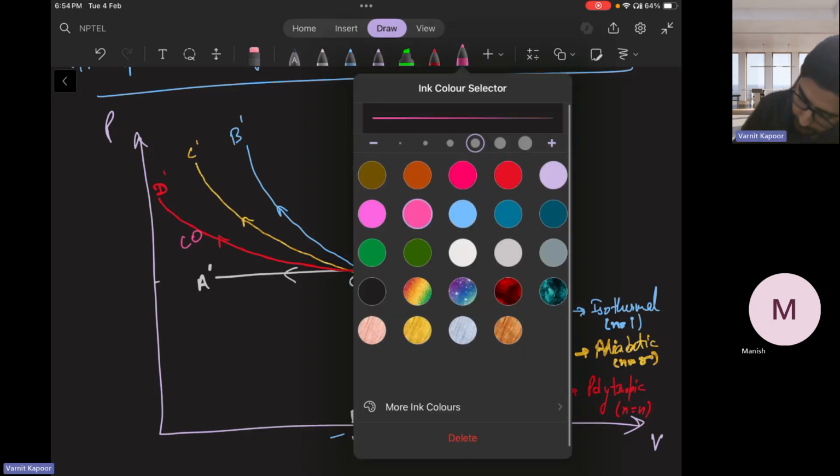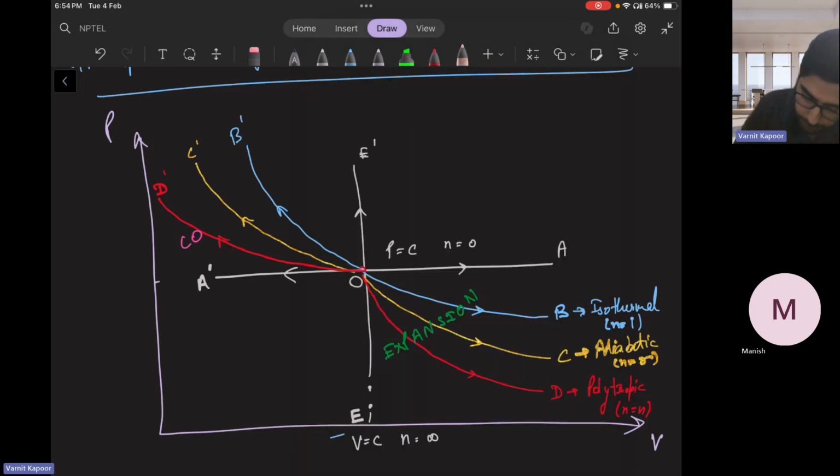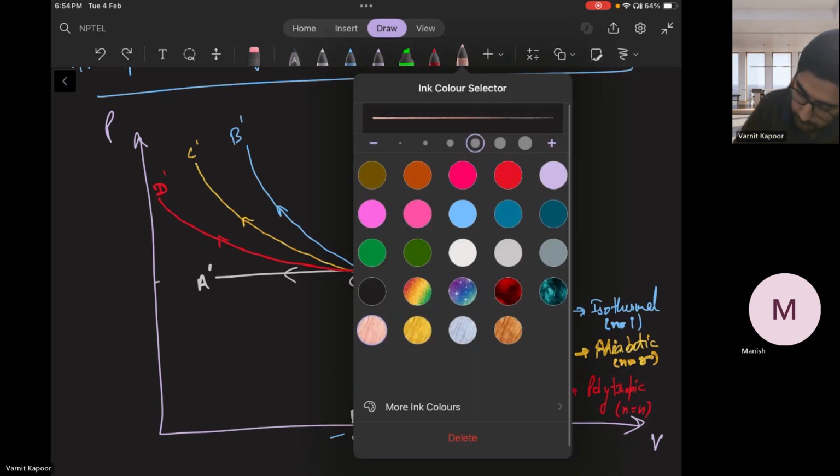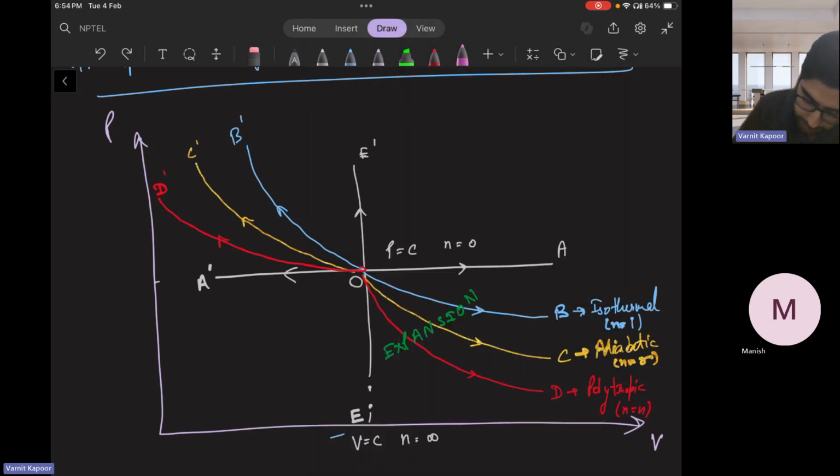This color won't work. Let's take some other kind of color. Okay, this will work. No. All right, let's take this only then.